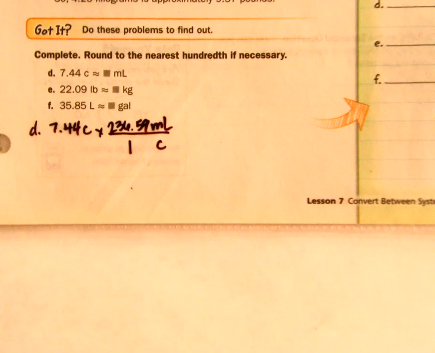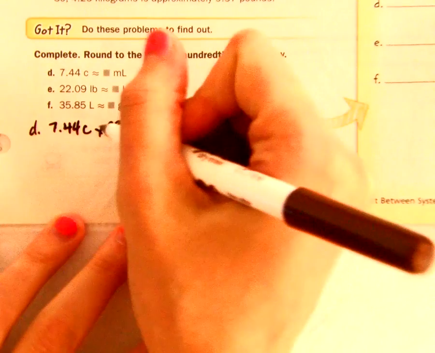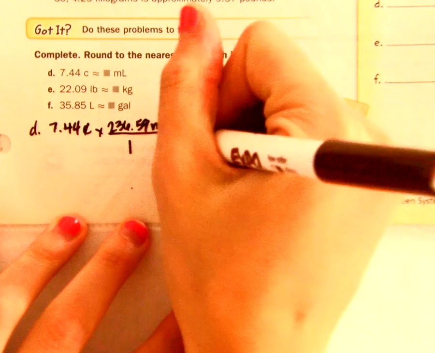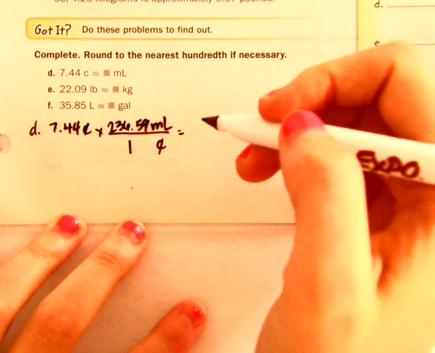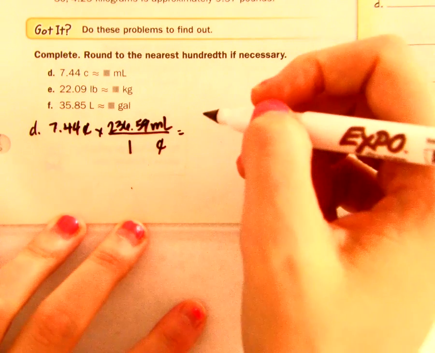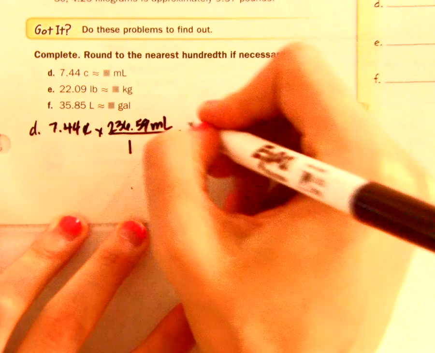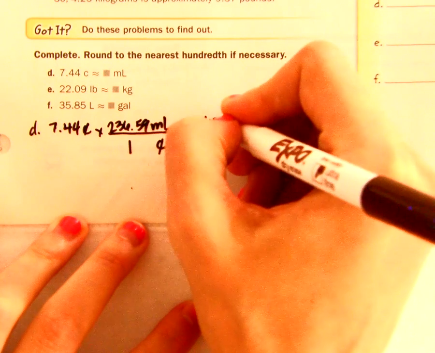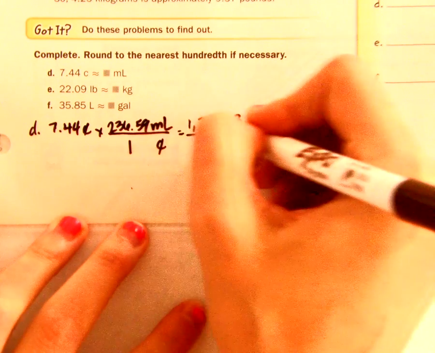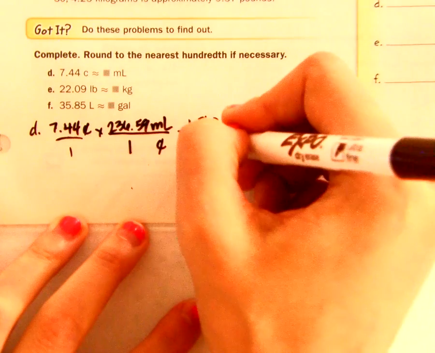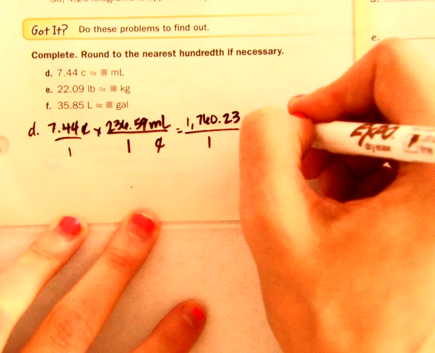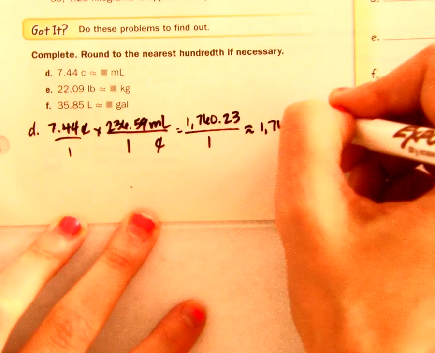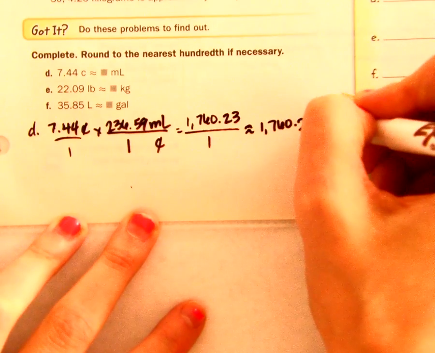So once I have my fractions filled in, I can now simplify my cups. So I'm left with milliliters. And then I can go ahead and multiply. So I take 7 and 44 hundredths times 236 and 59 hundredths, and I get 1,760 and 23 hundredths. And then 1 times 1, which is 1, simplifies down to about 1,760 and 23 hundredths of a milliliter.